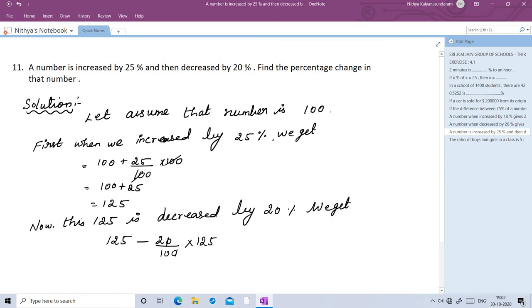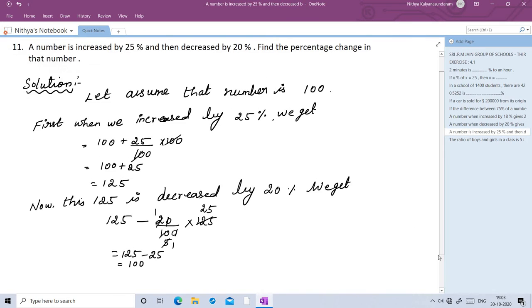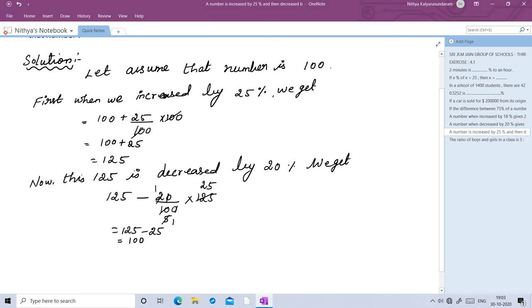So 0, 0 we can cancel. 2 5s are 10, 5 5s are 25. So 125 minus 25. So 125 minus 25 is again 100. So in that 125, decreased by 20%, so 25 by 100 into 125. So 125 minus 25 is 100. So we don't have any changes. So we get back again 100. So therefore the answer is no change.